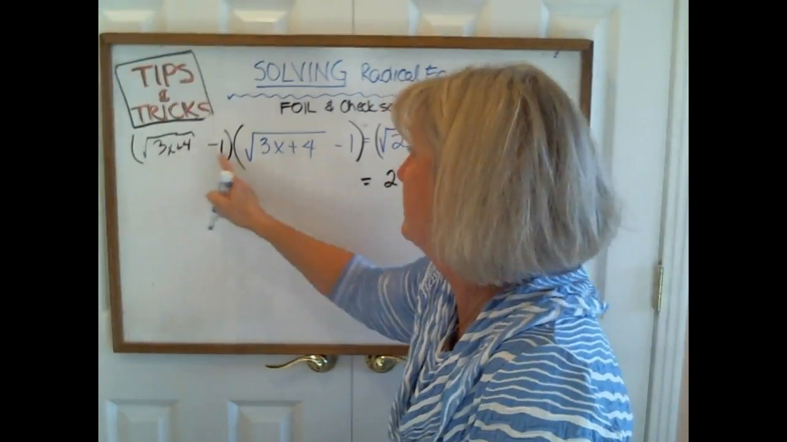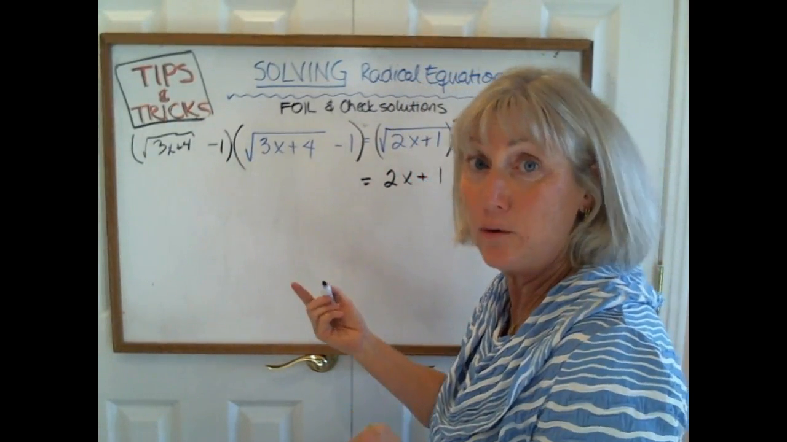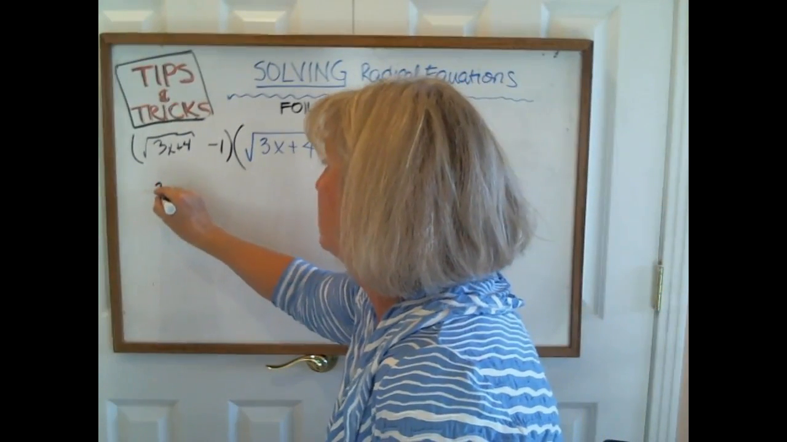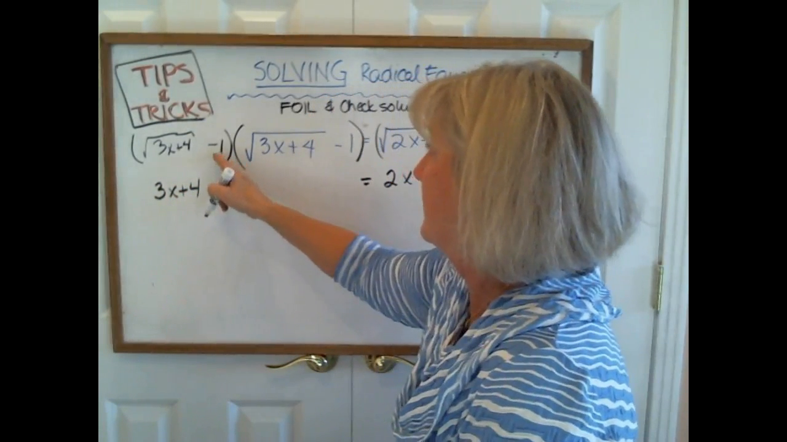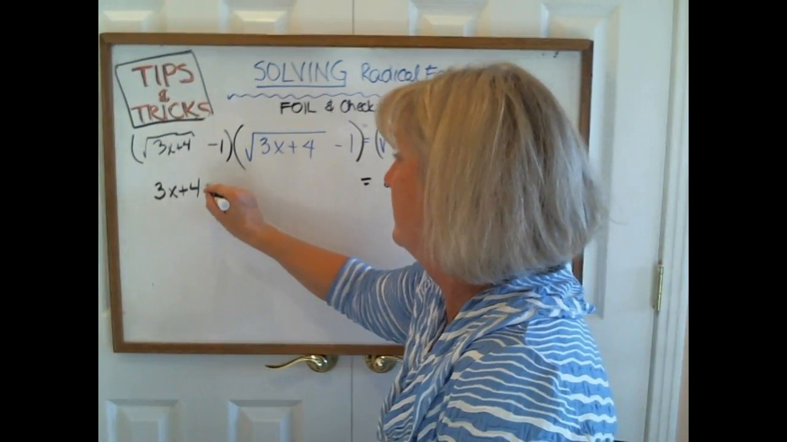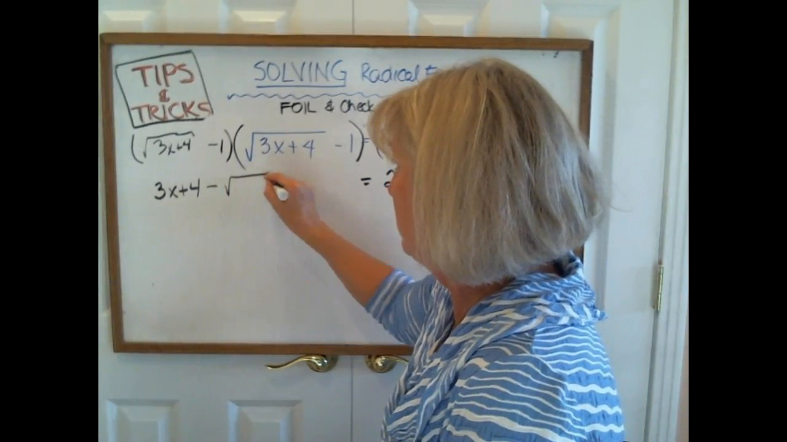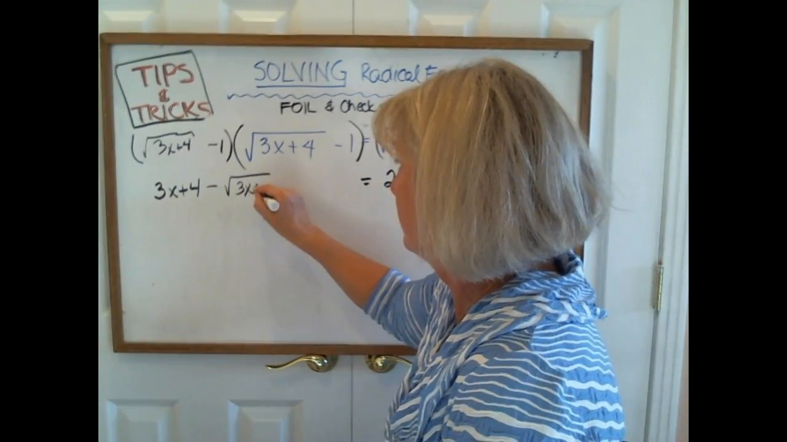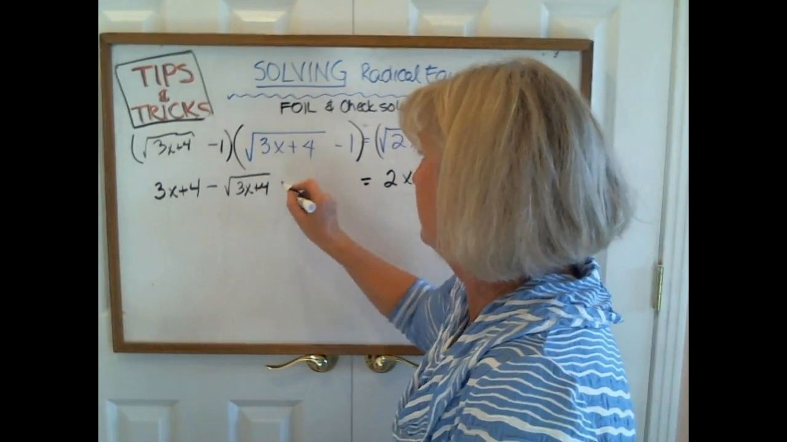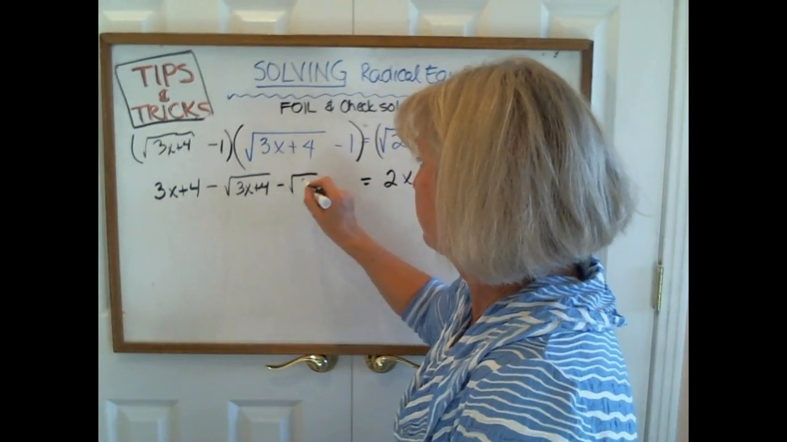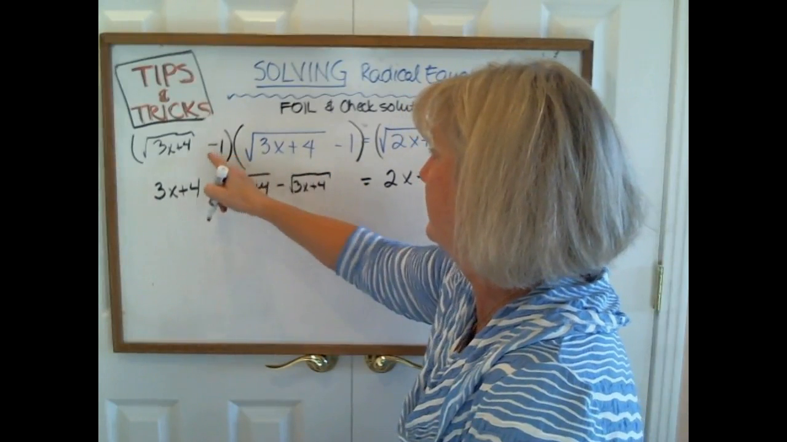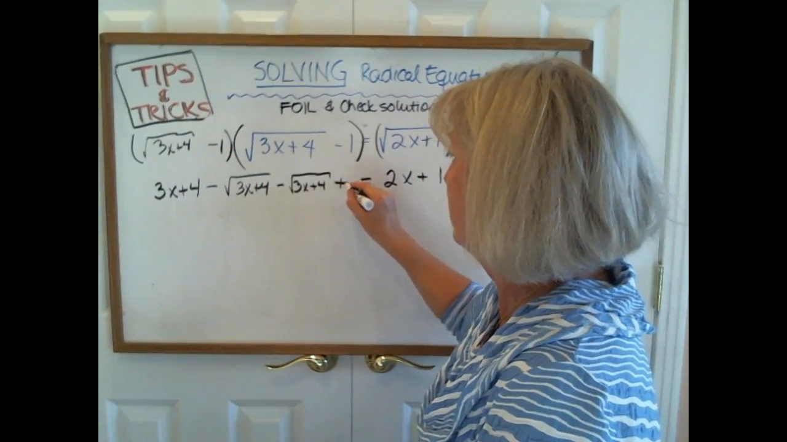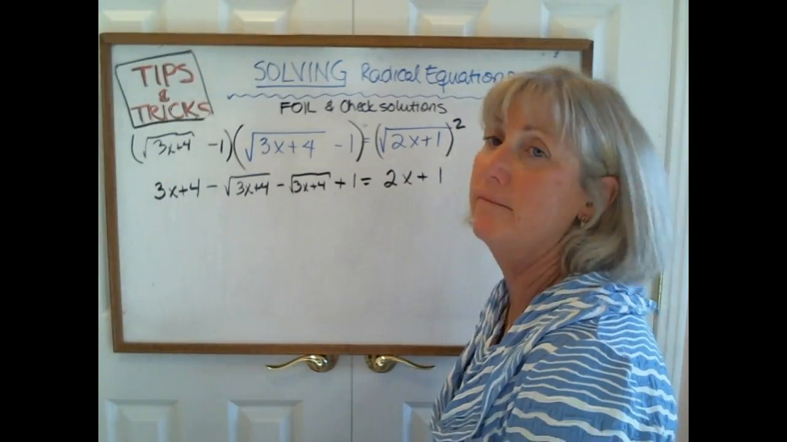So the first is this times this, which is like squaring it, so it's just going to be 3x plus 4. And then it's going to be minus root 3x plus 4. The outside is minus root 3x plus 4. And then the last is negative 1 times negative 1, which is plus 1.